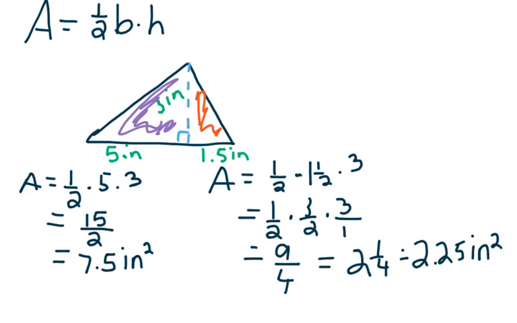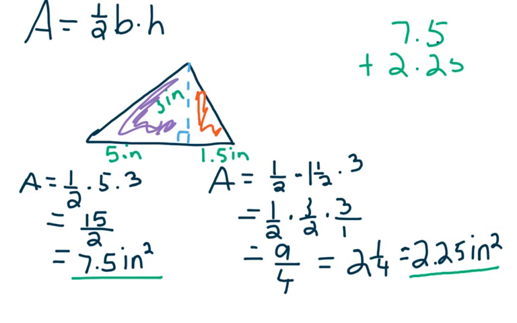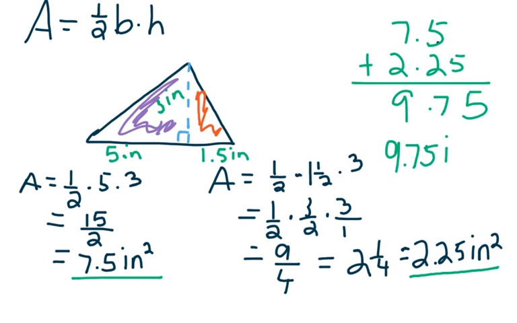inches squared. And then to find the whole entire area, we would add the two together. We would add the 7.5 and we would add the 2.25. Okay, so that would then give us 7.5 plus 2.25 and so we have 9.75 inches squared for our total area inside this triangle.